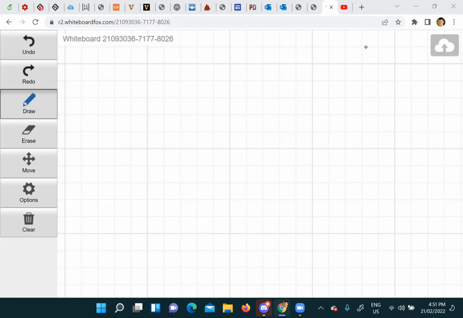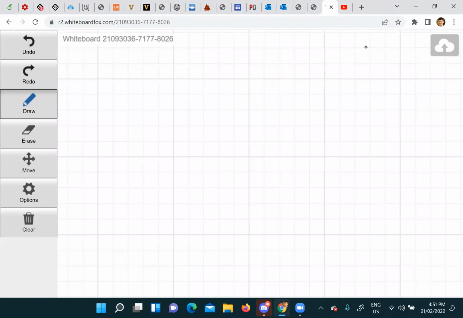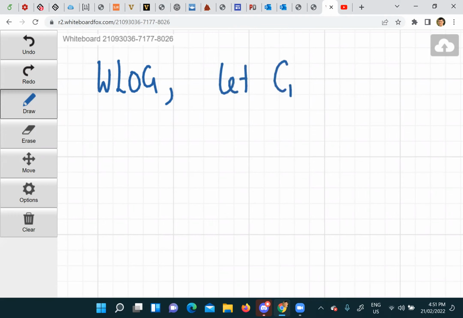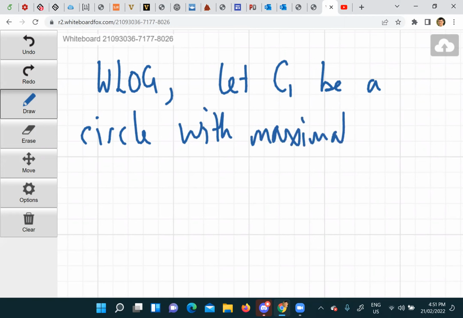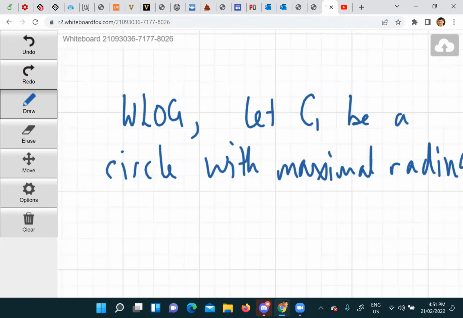Okay, so let's define some stuff. Without loss of generality, if you don't know what that means, ask. We'll let C1 be a circle with maximal radius. Does that make sense? So it's the biggest circle. Okay, without loss of generality.